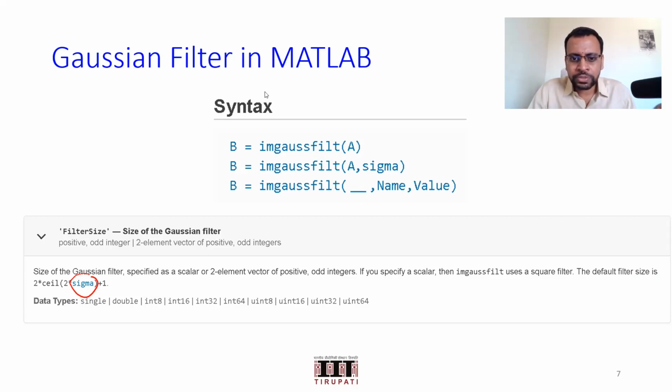So the question is, in the filter size slide, it is given that filter size is 2 times 2 sigma. So for a sigma equal to 5, that's correct. If sigma is 5, you have a size of 21. That's correct, right? Yeah, Abhay was asking that, so you are right.